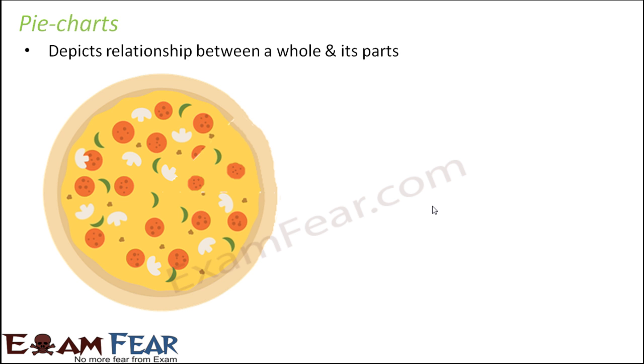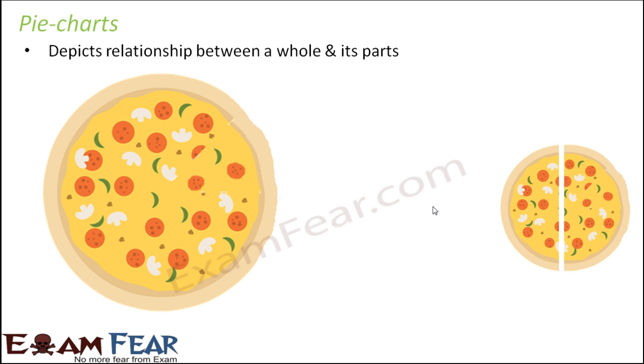So let's just think of this pizza. If I ask you how much pizza you ate, and you answer that you ate half of the pizza, what do you mean by half? That means if you divide the pizza into two equal parts, then one part out of those two parts is what you ate. So one part out of two parts is nothing but half of the pizza. You are giving a relationship between a whole and its parts, like one part out of two parts. Two parts is like the whole pizza.